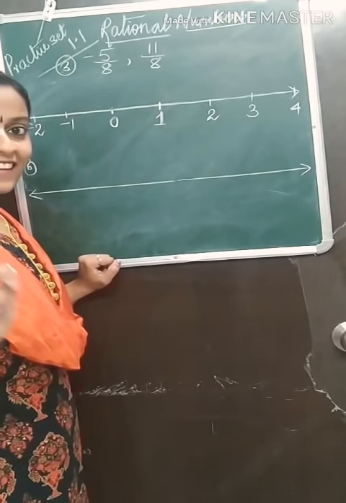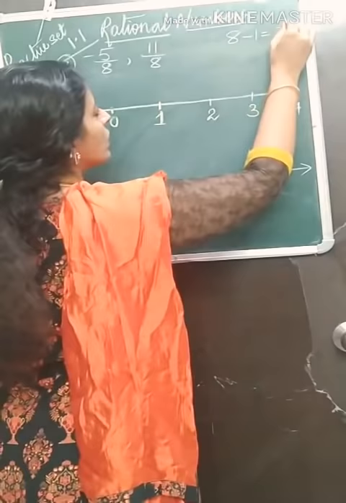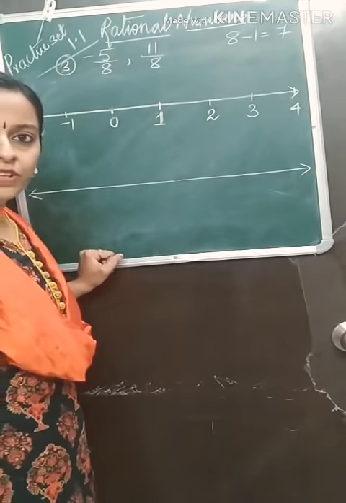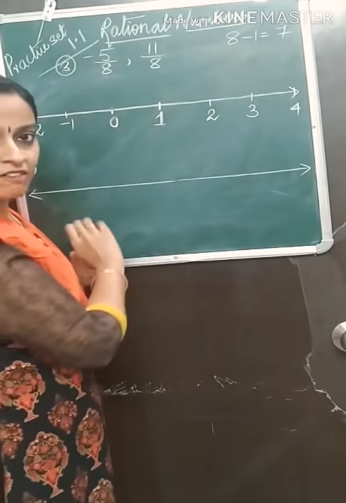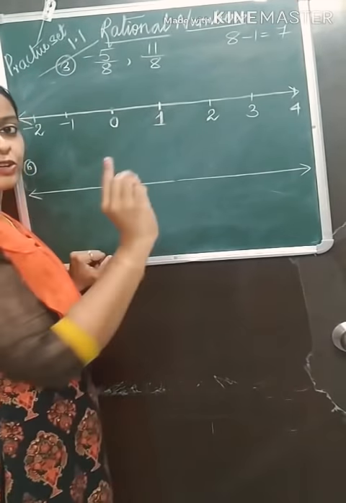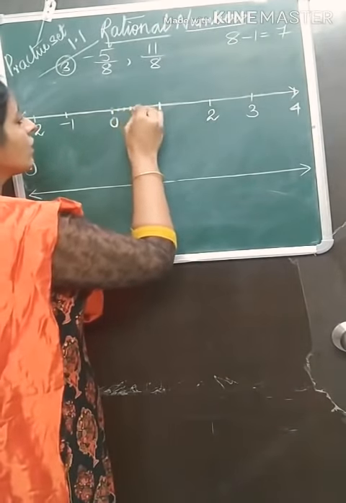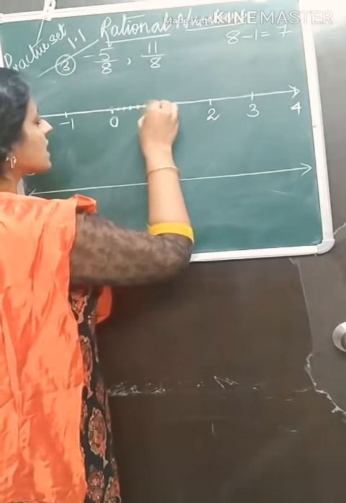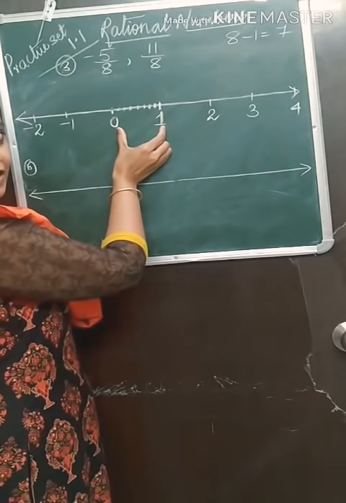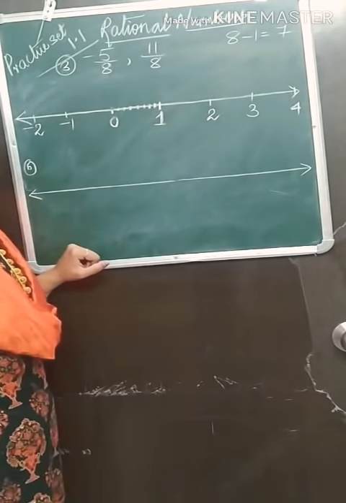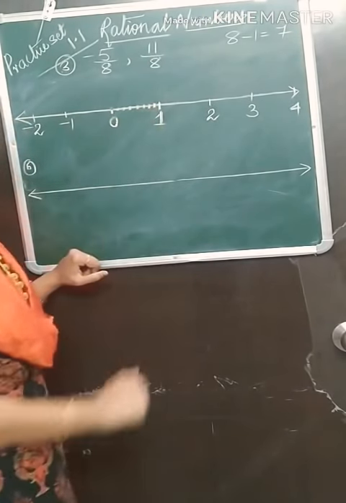Done? Now what is that trick which I told you? See the denominator. Denominator is 8. 8 minus 1 is equal to 7. So how many dots will you put? You will put 7 dots. So after 0, let us put 7 dots till 1. Between 0 and 1, you will put 7 dots. So put it wisely. 1, 2, 3, 4, 5, 6, 7. So when I put 7 dots, automatically this 0 to 1 will be divided into 8 parts. You can check. 1, 2, 3, 4, 5, 6, 7, 8.